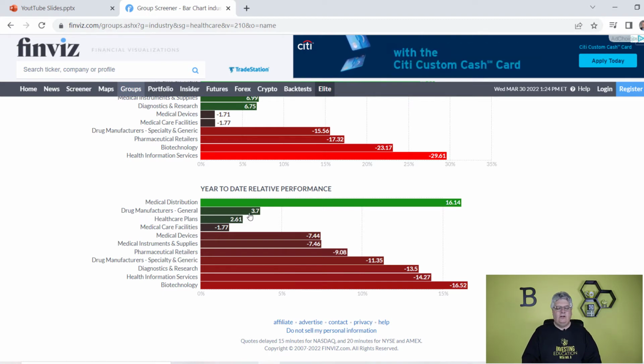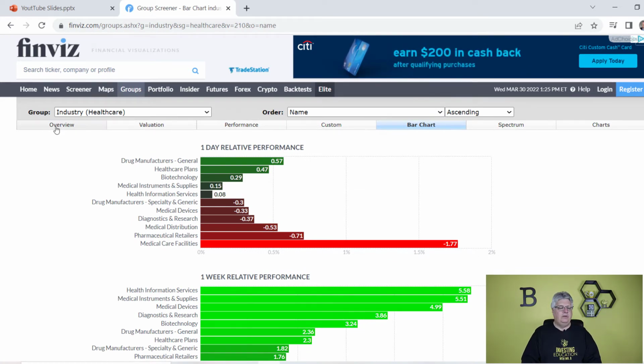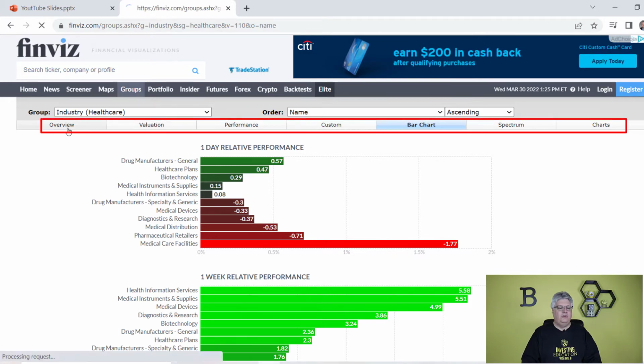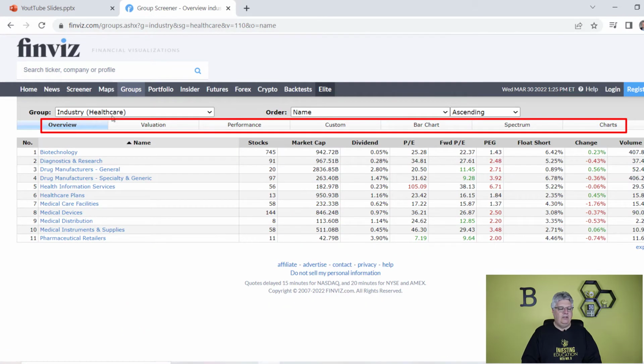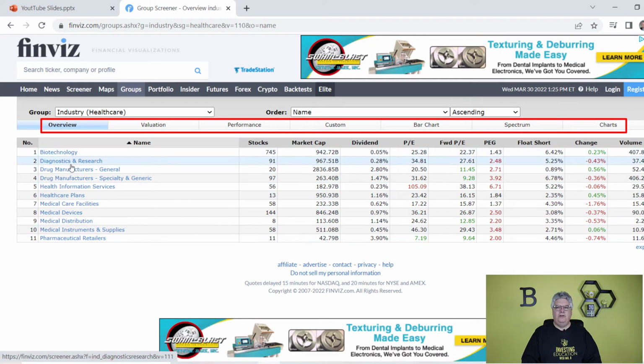The year-to-date drug manufacturers are up 3.7 in performance. You could say, well, how's the stock I'm looking at doing, right? But that's only these bar chart parts, right? So with this little ribbon here, you can get even more detail. So if I click under overview, now I'm in industry, in healthcare, and I have all these different segments in there, like biotech, diagnostic research, etc.